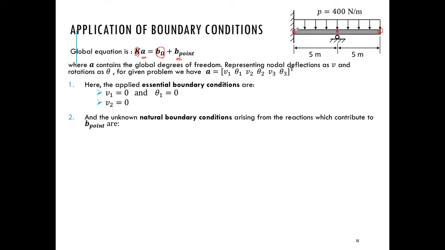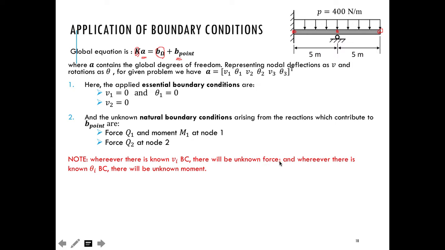सो हाउ वी थिंक अबाउट दैट इज़ दैट वी नीड टू रिमेंबर कि जहाँ पे मेरे पास डिफ्लेक्शन ज़ीरो हो रही है या जहाँ पे मेरे पास डिफ्लेक्शन प्रिस्क्राइब हो रही है, वहाँ पे force unknown होगी, right? Wherever there is a known vi, then there will be an unknown force there. ठीक, तो अगर मेरे पास v1 0 था, then that means कि मेरे पास यहाँ पे कोई unknown point force apply हो रहा है. Let me call that q1.